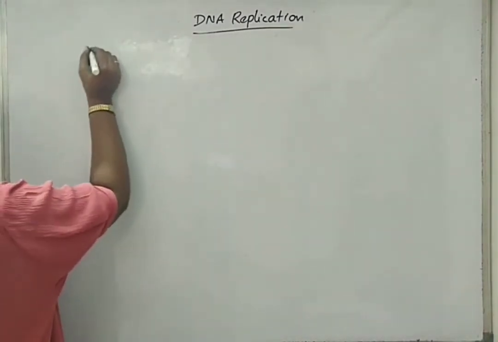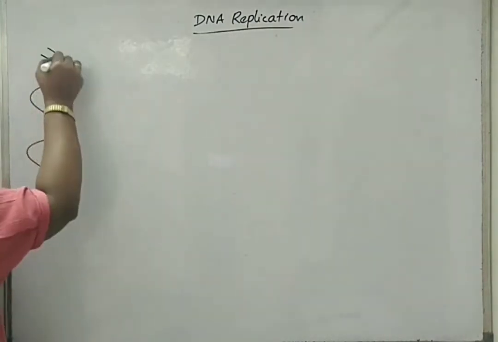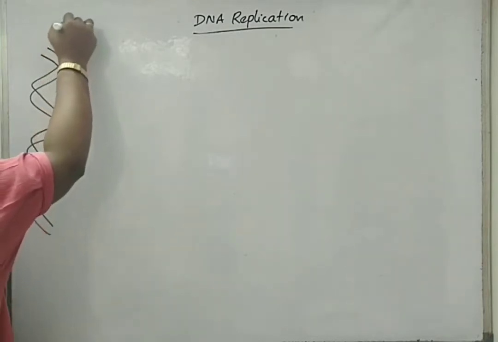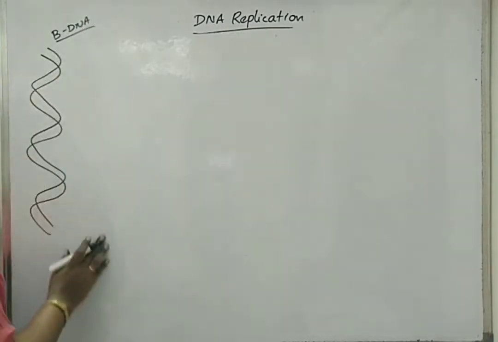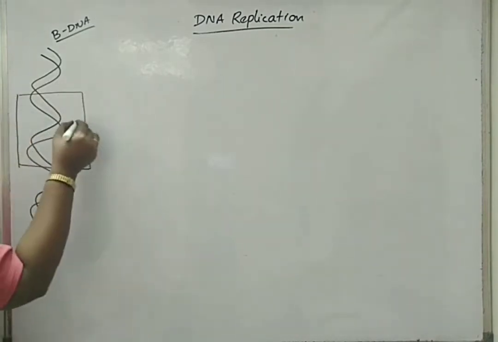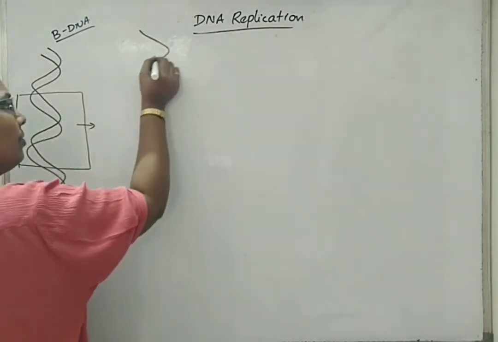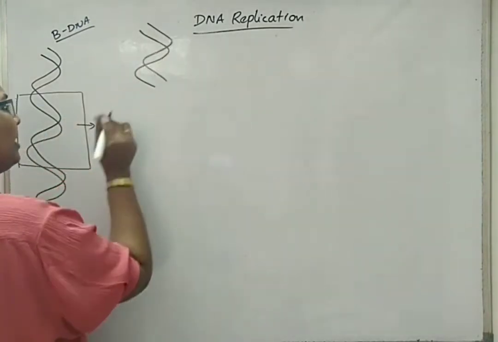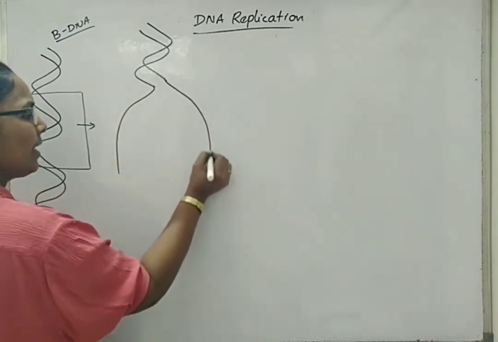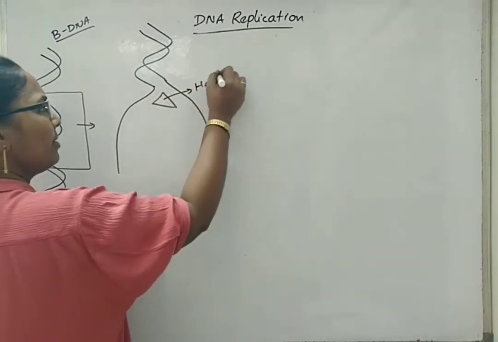So let's take a double-stranded DNA structure. Initially we know it is coiled, and we are reading about the right-handed helix, that is B-DNA. We are telling it exists like this. But suppose we take this small part and start reading this DNA fragment. Now some part of the DNA is coiled. Now it has to be separated or unwound with the help of the helicase enzyme. So this will be helicase.